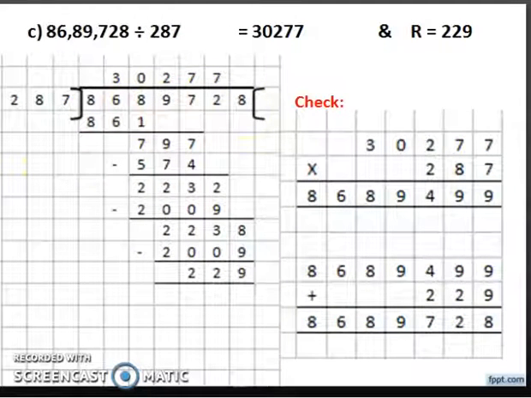Children, don't panic. These questions are going to take a longer time. If you do it with a relaxed mind, don't get diverted while you are doing the sum, I'm sure your answer is going to be correct. So here you write the quotient. You can write the quotient below anywhere. Your quotient is 30,277 and your remainder is 229.